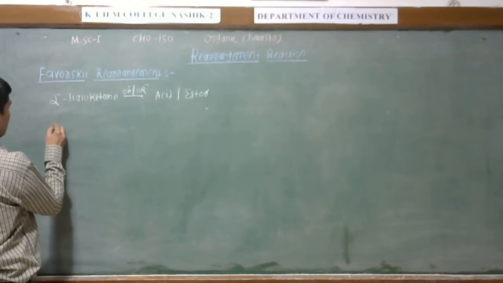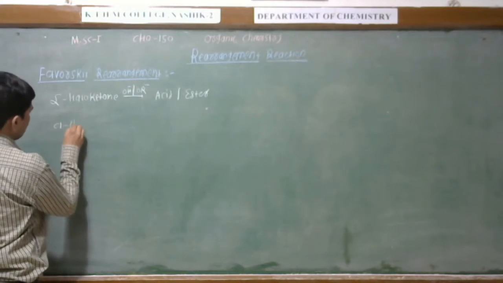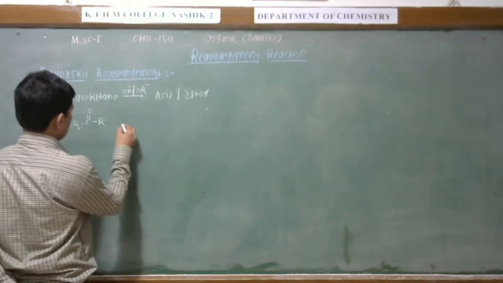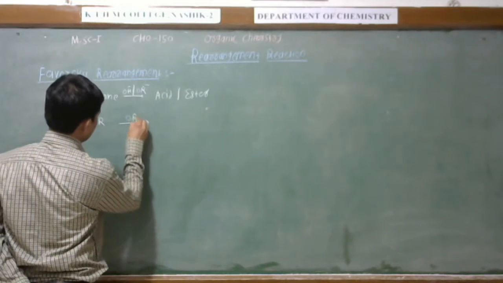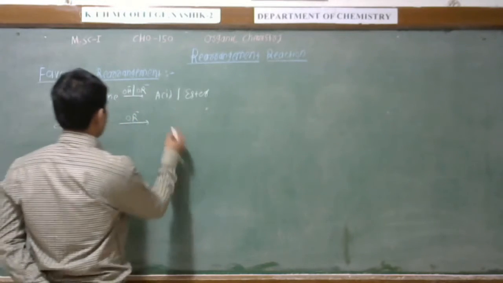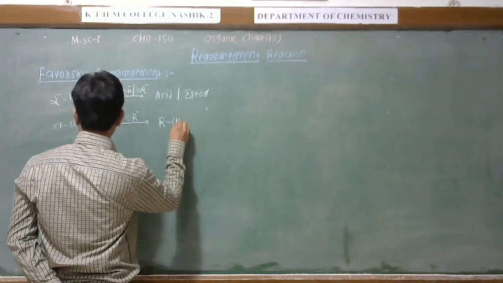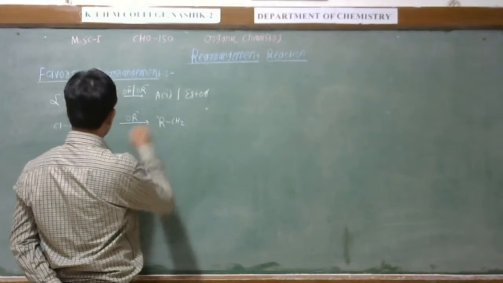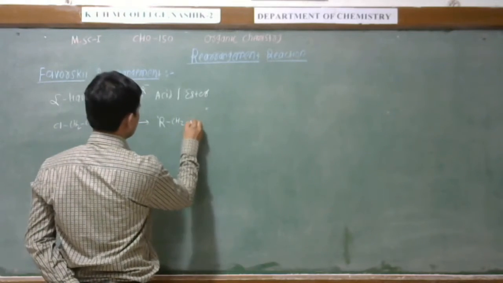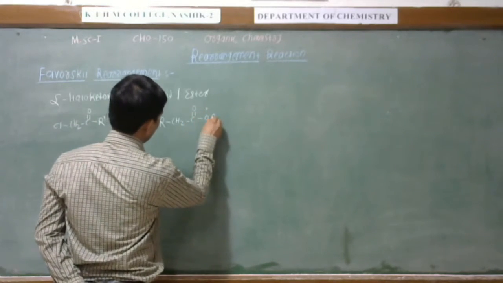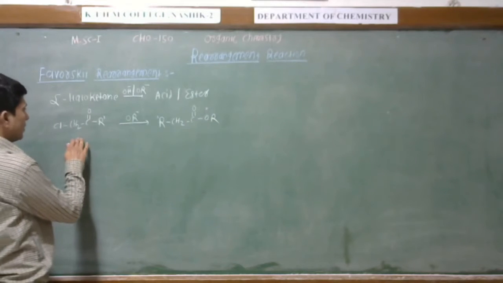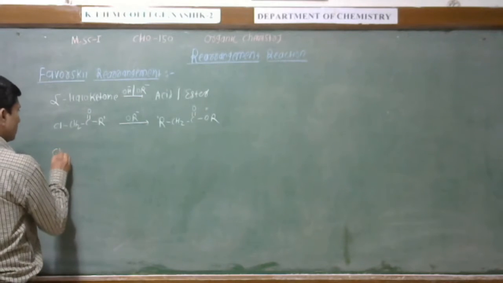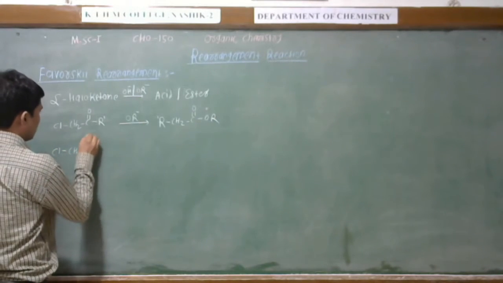So here is the C. This is the alpha haloketone, ClCH2, this is C double bond O, this is R. Now, when we use here the alkoxide ion, then there will be formation of the ester like this. This is R, this is CH2, this is R. If we make this R dash, it will be the R dash CH2, this is C double bond O, and this is OR. So here is the conversion of this alpha haloketone into the ester.